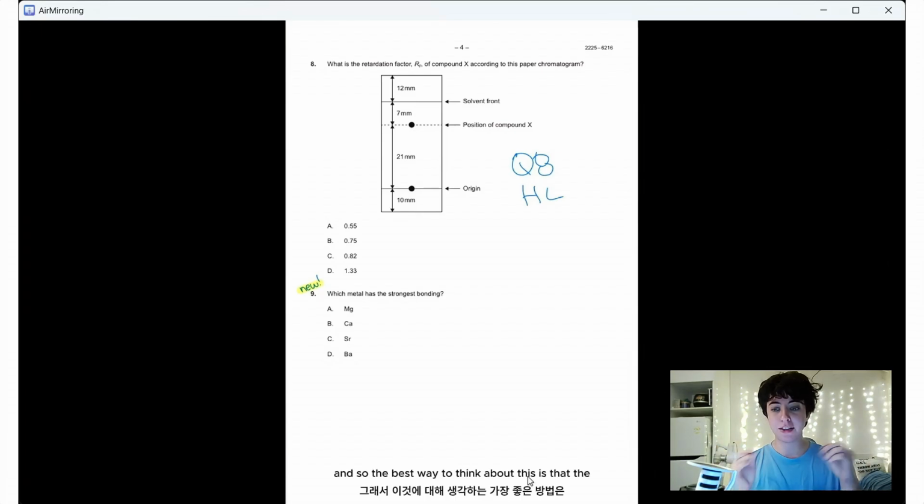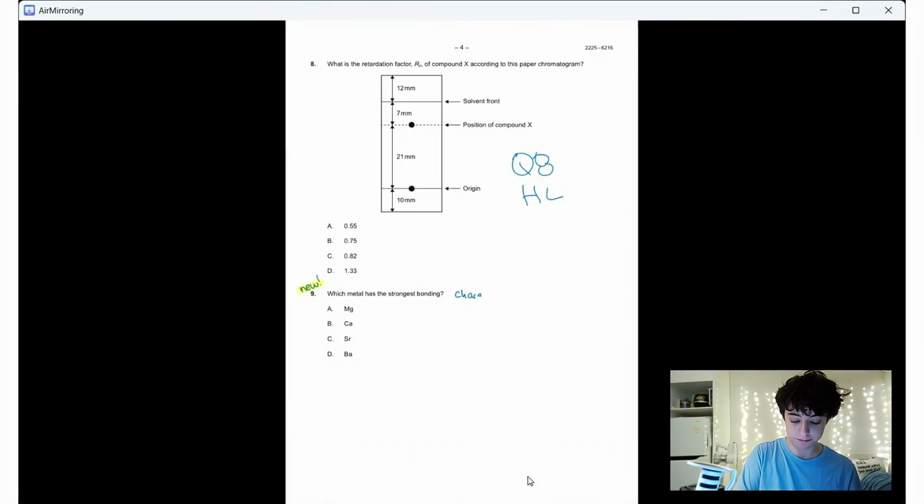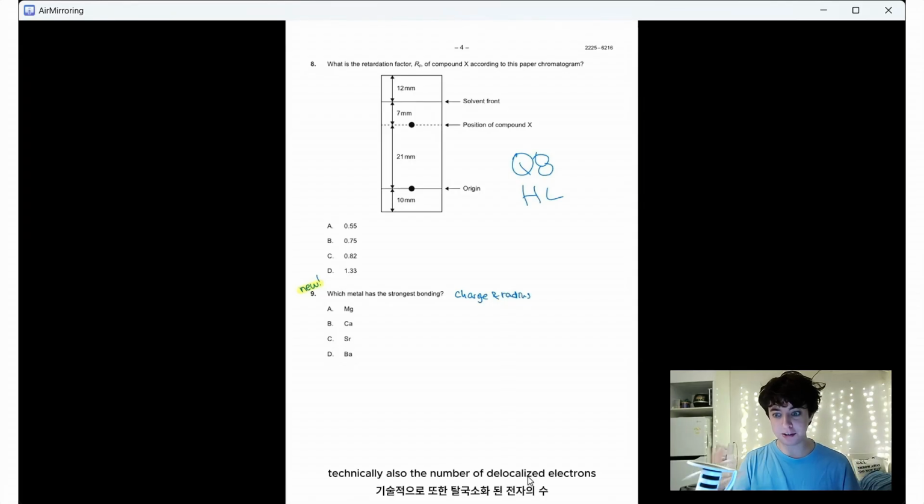And so the best way to think about this is that the factors that affect metallic bonding strength are the same factors that affect lattice enthalpy. Those two things are going to be the charge and the radius. Technically also the number of delocalized electrons. However, that is already accounted for in the charge, so I don't really consider it as an extra factor, if that makes sense.